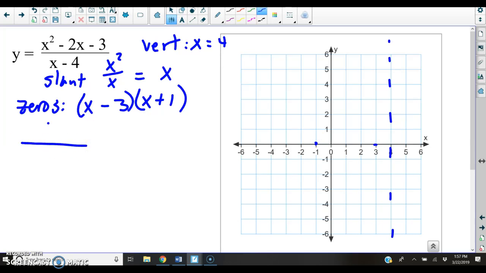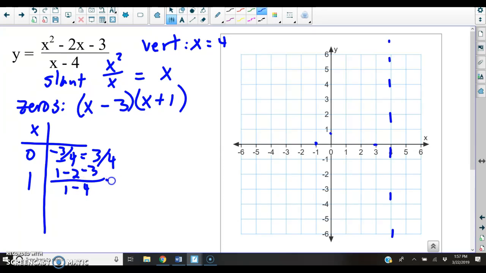And I need to pick some values. If I pick 0 for x, I'm going to get negative 3 over negative 4, so that's going to be 3/4. If I pick 1 for x, I'm going to have 1 minus 2 minus 3 over 1 minus 4, so that's negative 5 over negative 4, which becomes 5/4.